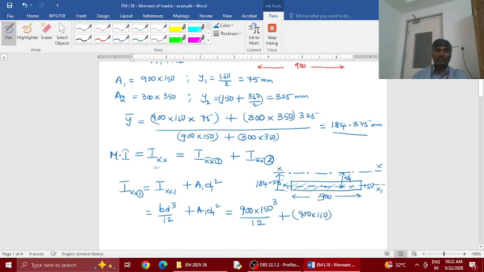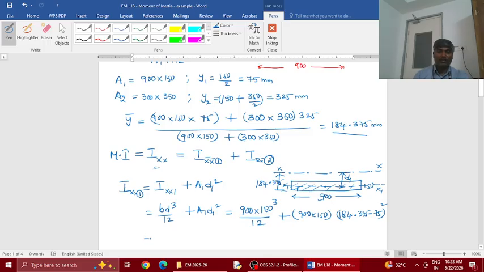The distance squared, the distance between these two lines, you see, from the bottom it is 184.375. So this distance is the centroid location, like 150 by 2. So I can write 154.375 minus 75 whole squared.